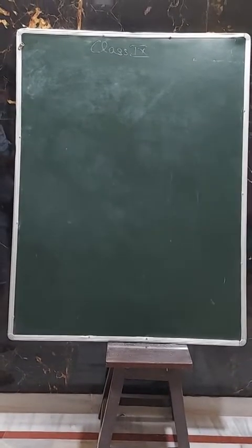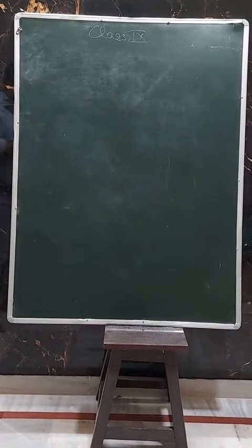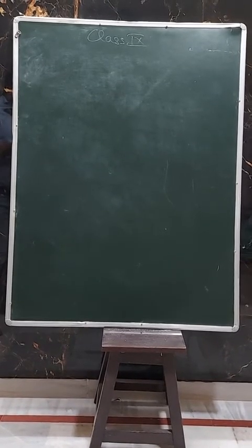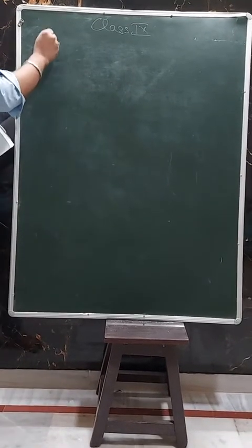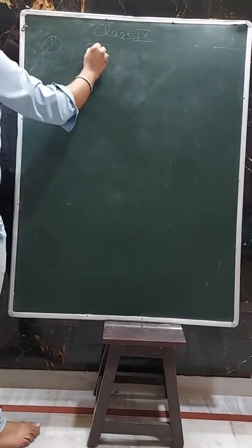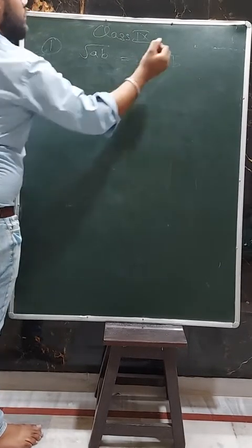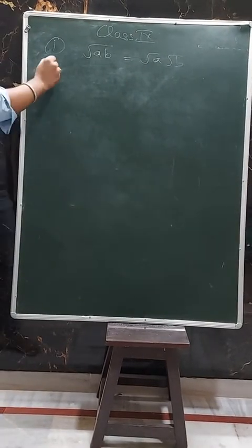Before starting the exercise, some formulas are there that I will write on the board. On page number 21 there are some formulas also. Some identities are there. Root AB we can write as root A and root B. This is the first identity.